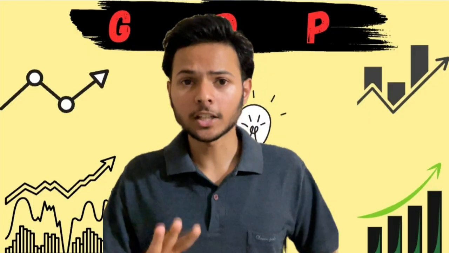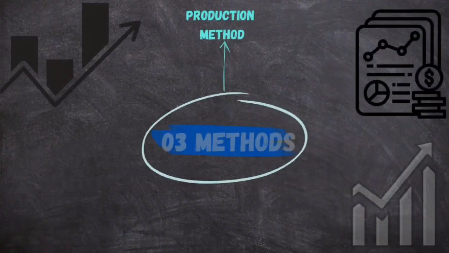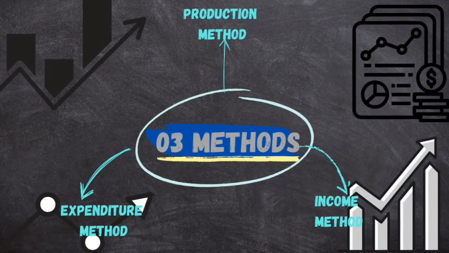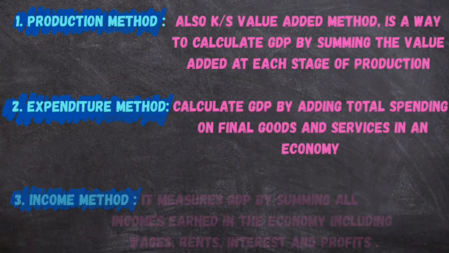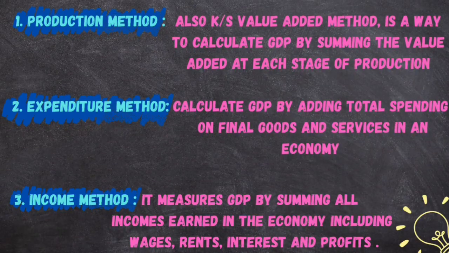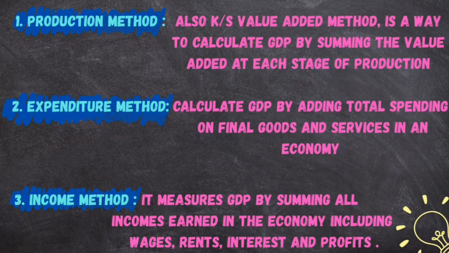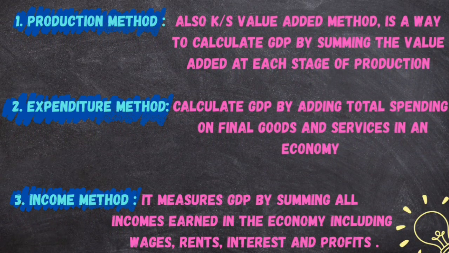So there are three methods to calculate GDP. First is the production method, which is also known as the value added method. It is a way to calculate GDP by summing the value added at each stage of production within an economy. Second method is the expenditure method. It calculates GDP by adding total spending on final goods and services in an economy. And third is the income method. It measures GDP by summing all incomes earned in the economy, including wages, rents, interest, and profits.